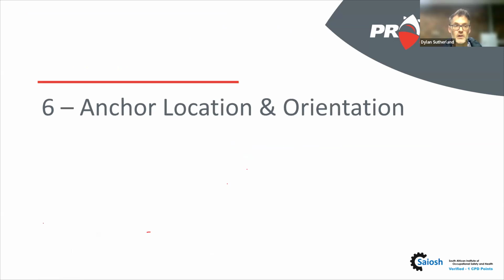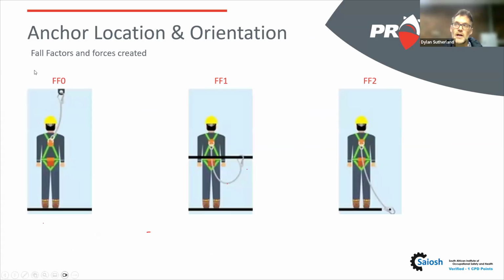Okay, final couple concepts we've got. So anchor location and orientation. Most of us will understand the fundamentals of fall factor 0, 1, and 2. Basically, fall factor 0 is considering I'm connecting above my head. Fall factor 1 is from my head, basically down to my hips. Fall factor 2 is from my hips down to my knees. Fall factor 2 is from my knees down.